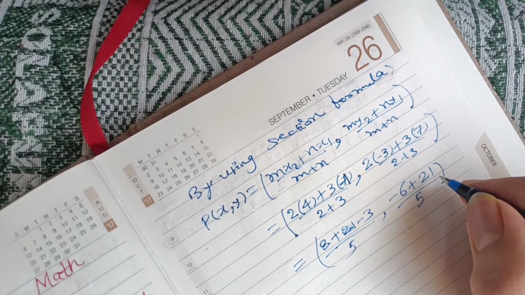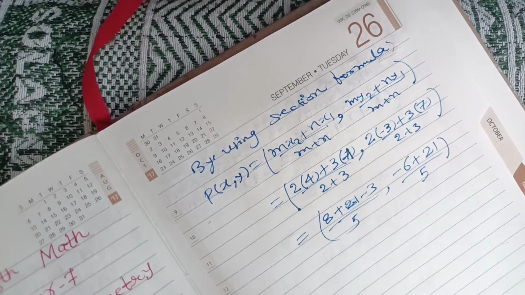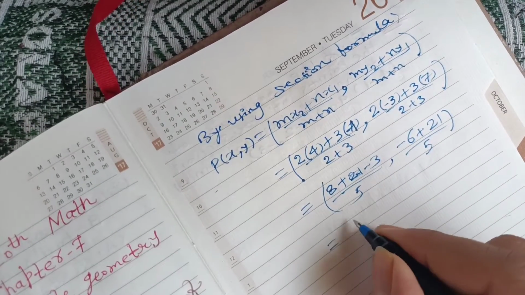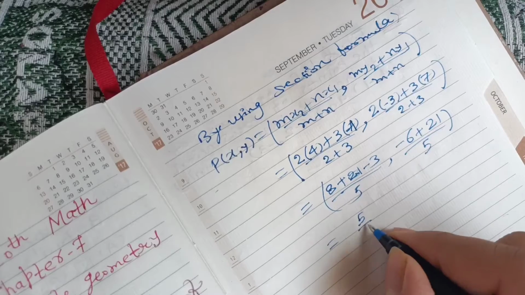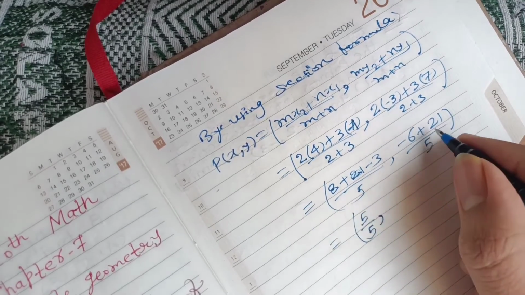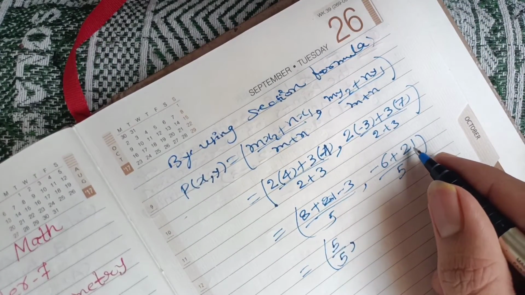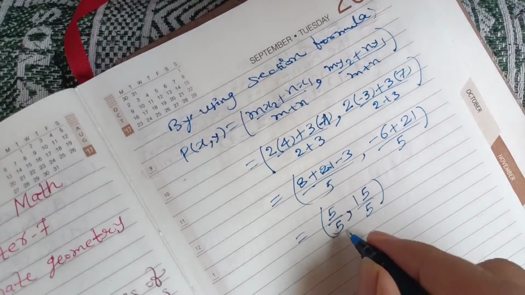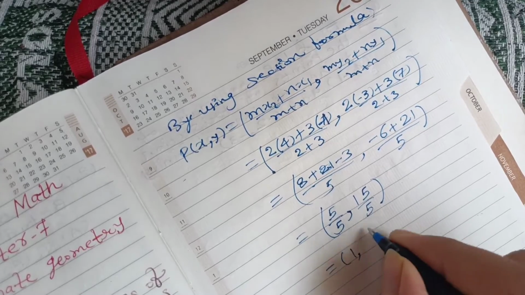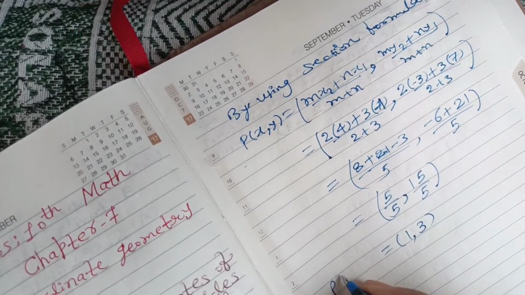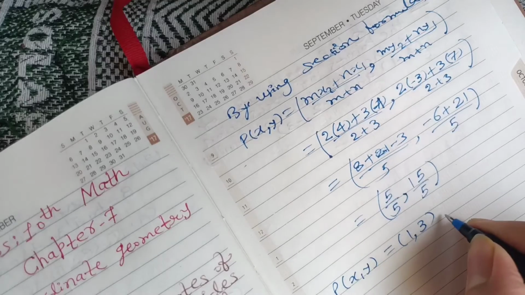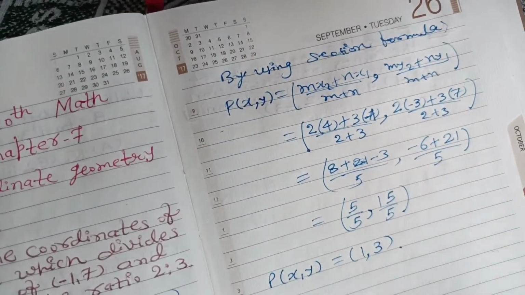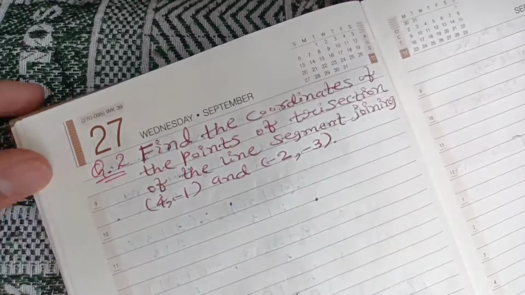Is it clear? Here y2 is -3. So 8 minus 3 gives 5/5, comma, -6 plus 21, it means 21 minus 6, gives 15/5. So 5 cancels, we get 1, comma, 5 3s are 15, it means 3. So the coordinate of P(x, y) is (1, 3). Is it clear? Now next, question number 2.